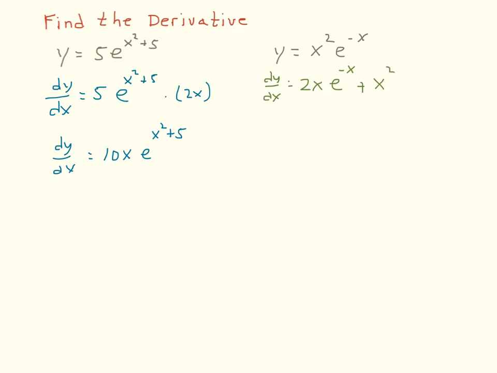Now this part, you've got the chain rule that comes into play as well. May not look like the chain rule, but you do have the chain rule. In this case, the derivative of e to the negative x is going to be e to the negative x times the derivative of that exponent, and the derivative of negative x is going to be negative 1. And so what I get with this one is that dy dx is equal to 2x e to the negative x minus x squared e to the negative x.